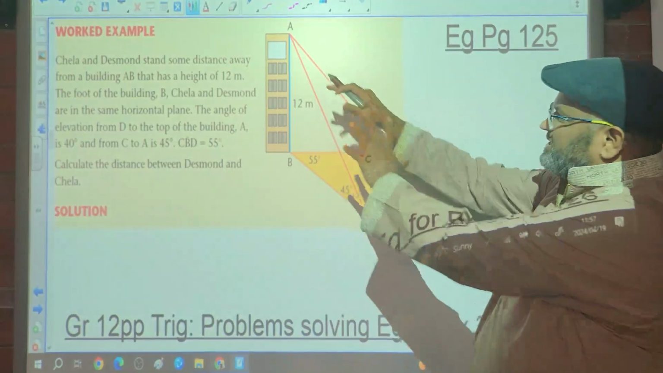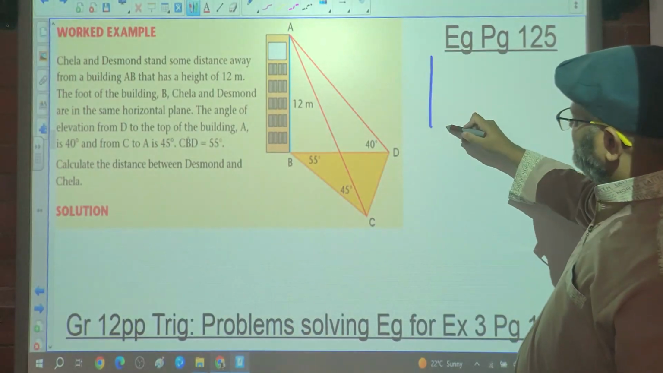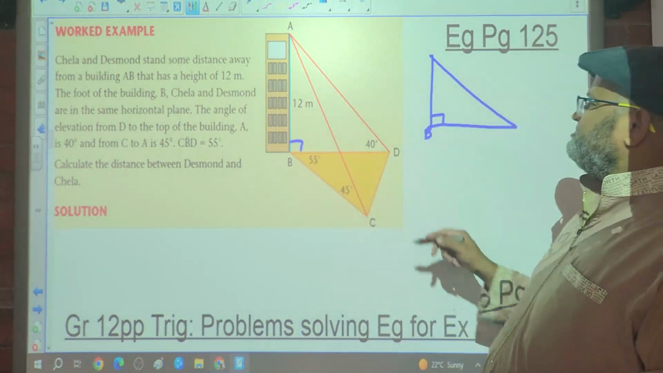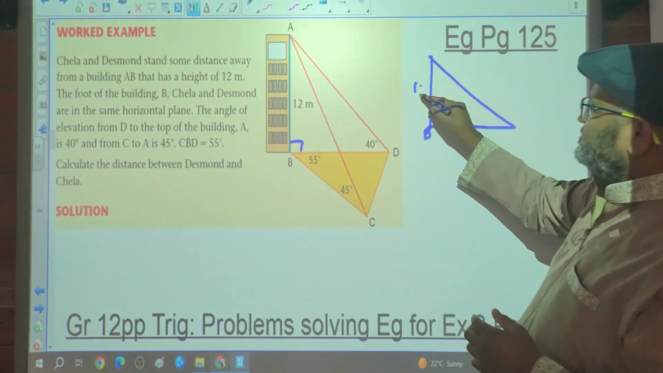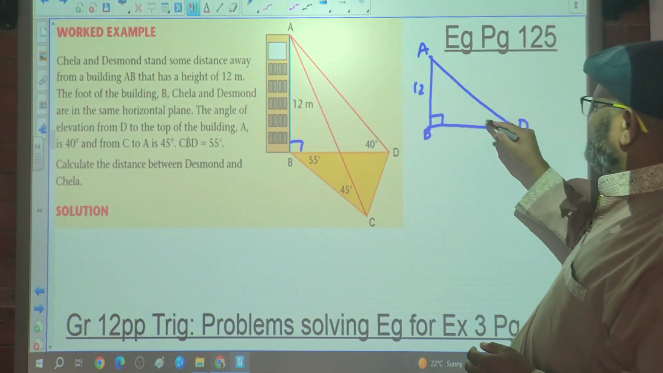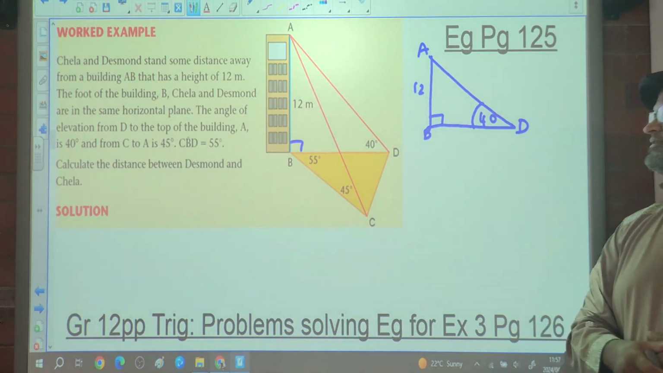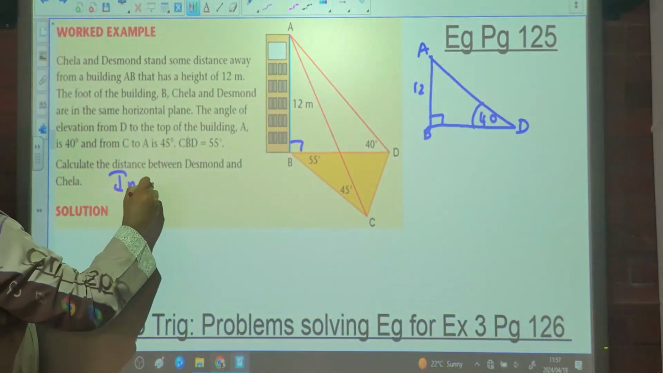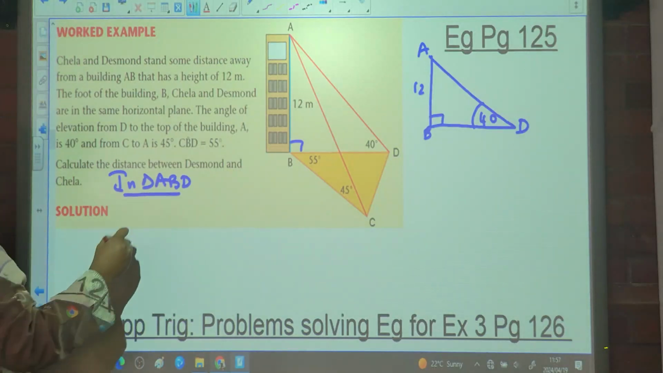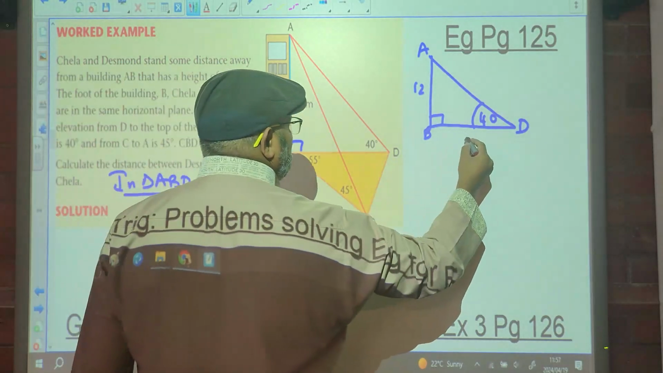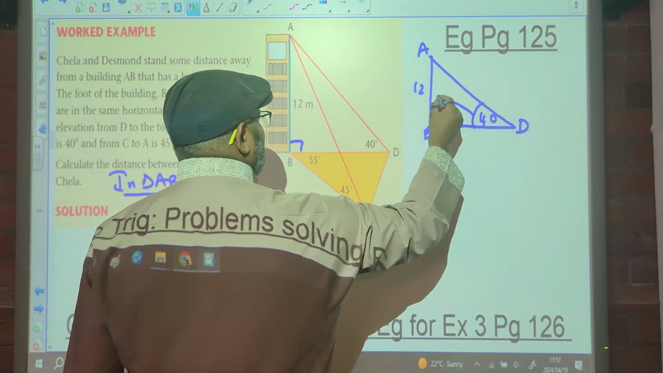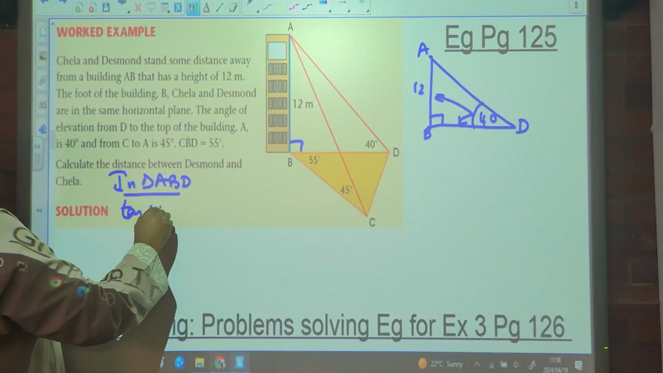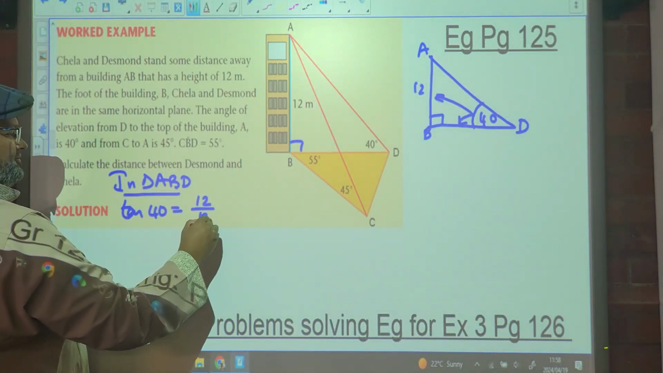So what I'm going to do is take that out and show you how it looks. Remember that's 90. I'm going to draw in the 90 there. 90, 12, AD 40. So what do I say? I say in triangle ABD, I'm going to calculate the adjacent. Which trigonometric function is opposite and adjacent? Tan. So tan of 40 is equal to 12 over BD.